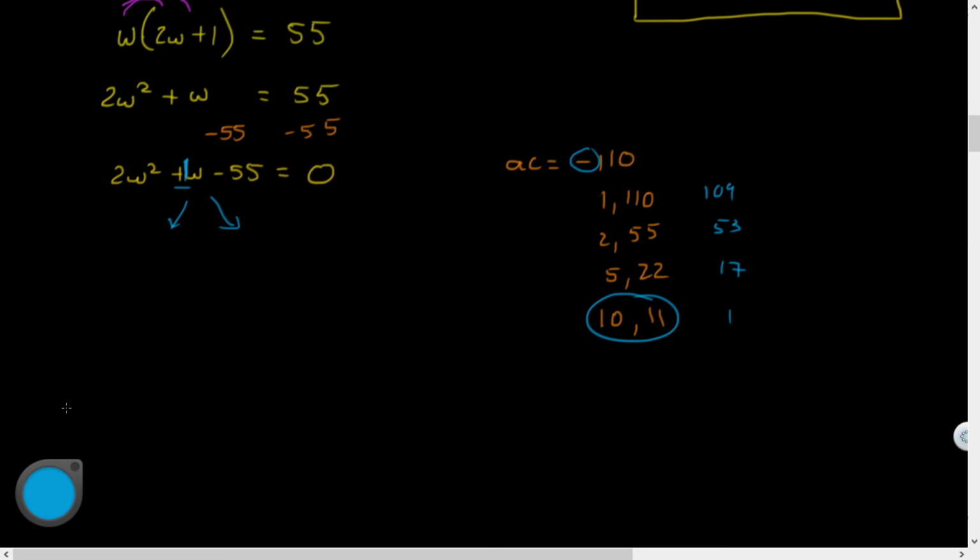Guys, we're on the road, on a safari, going to find the width of the pen for giraffes. Here we go. So 2w squared hanging out. I'm going to break this into 10w and 11w, minus 55 still hanging out, equals 0. Don't forget it, still equal to 0. This is an equation, not just an expression.